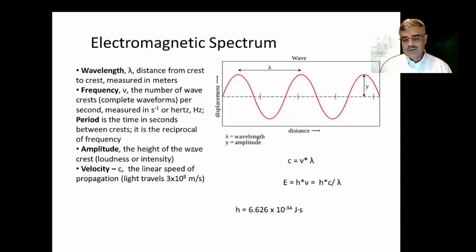Now, if the wave is electromagnetic radiation or light, it travels through a vacuum with a speed of 3.0 times 10 to the 8th meters per second. Light travels a little more slowly through other media, such as glass or water. But through a vacuum, the speed is 3 times 10 to the 8th, and it's only slightly slower in air. So we usually use the number 3 times 10 to the 8th.